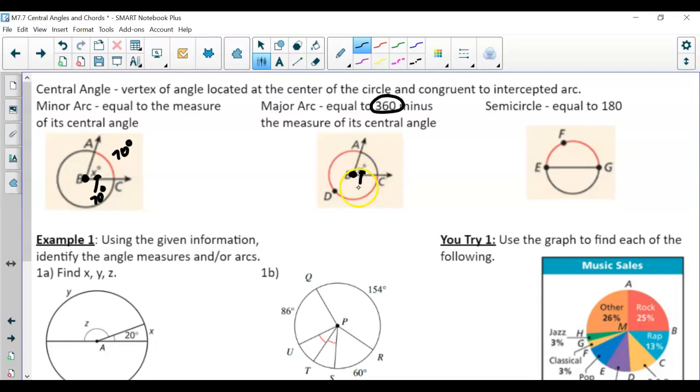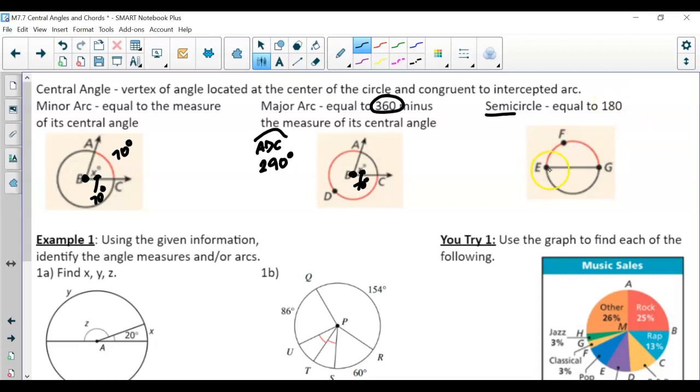So again, if this angle is 70 degrees, the arc it's creating is 70 degrees, which means the major arc here, so the measure of arc ABC, is going to be equal to 290 degrees, from 360 minus 70. Then the semicircle is always equal to 180. So again, cutting the angle in half, or cutting the circle in half.